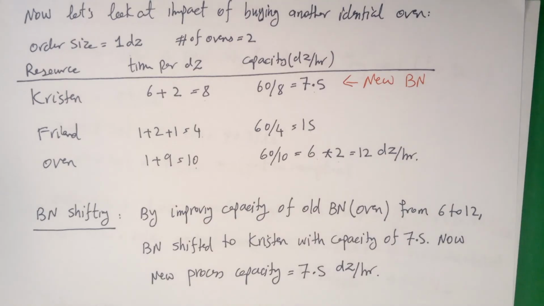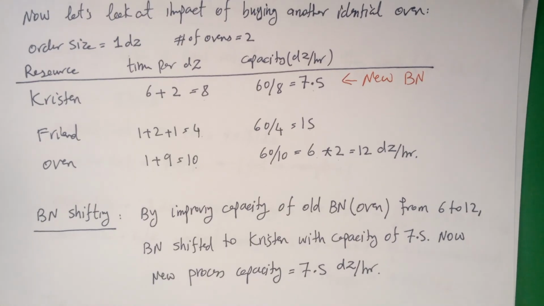There you go, your bottleneck shifted from ovens, and now you have a new bottleneck called Kristen with capacity of 7.5. Even though you doubled the capacity of the older bottleneck, the capacity of the process did not double, because you have a newer bottleneck called Kristen that is going to limit the capacity of your process. New process capacity is equal to 7.5.